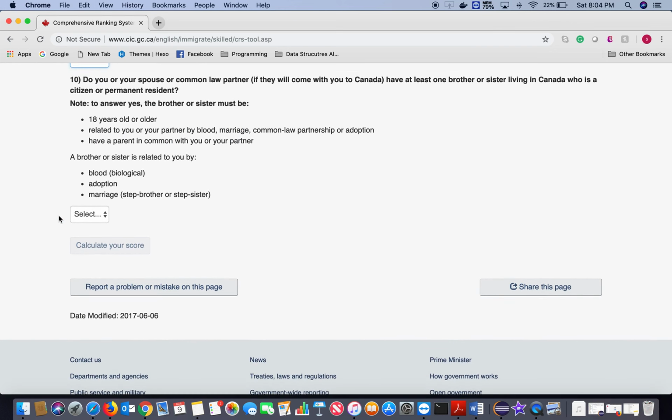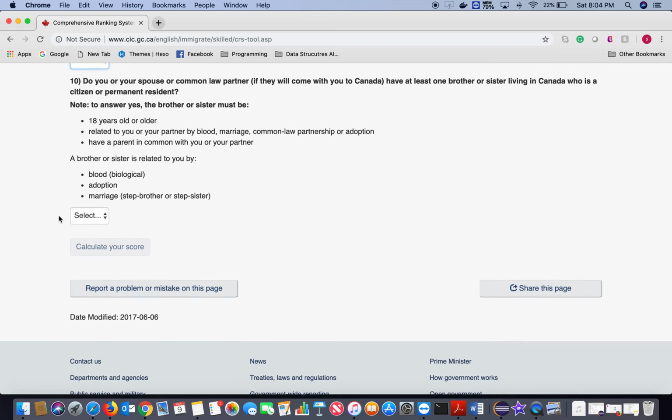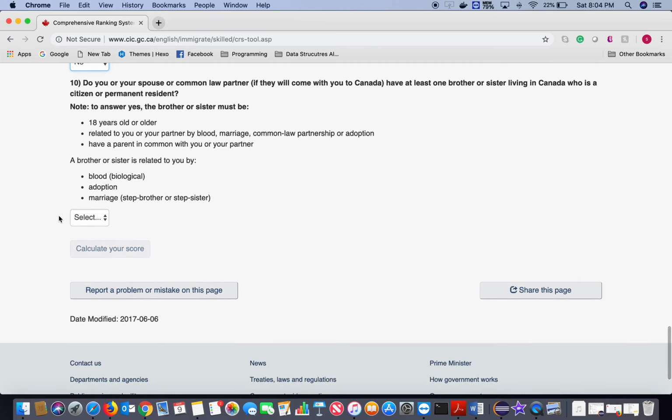Now, this question for singles would not be applicable because it's talking about your spouse or common law partner, whether they are living in Canada and are living in Canada as citizens or permanent resident holders. So if you do not have a spouse or common law partner living in Canada who is 18 years or above or related to you, you would select the option as no. Now that was your last question.